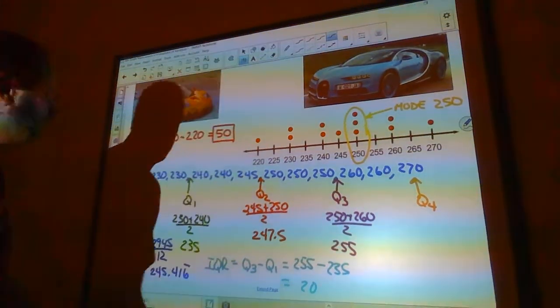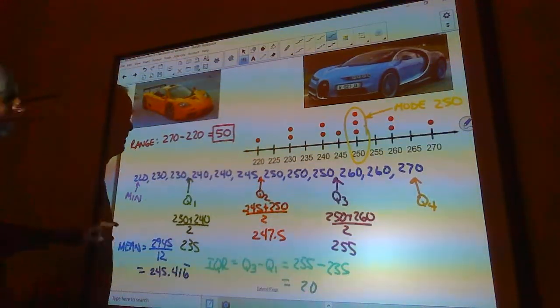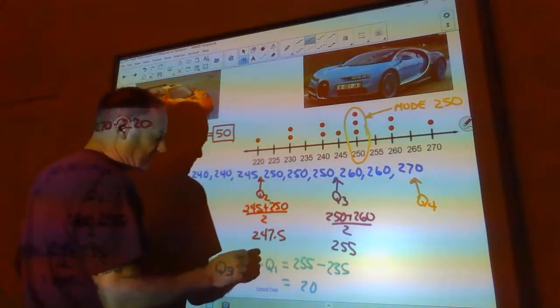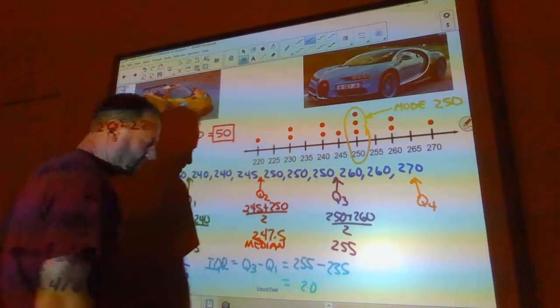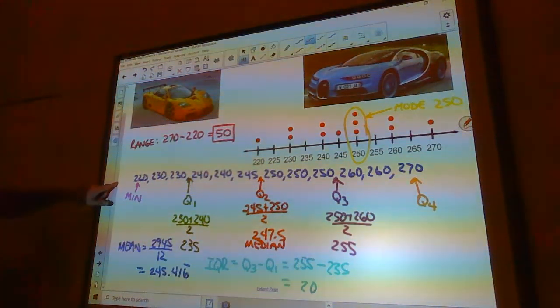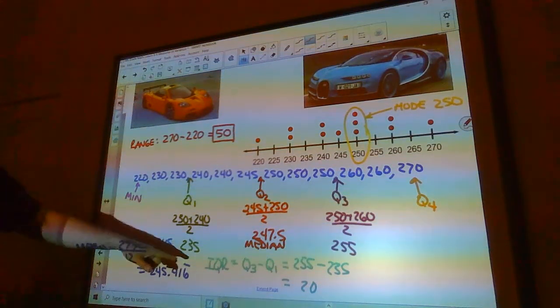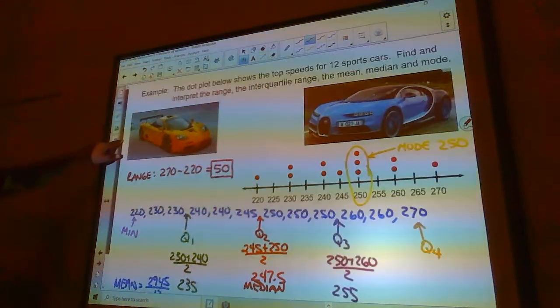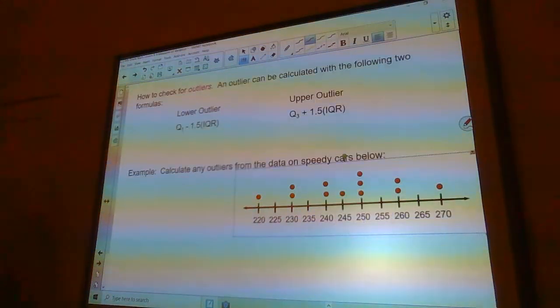So, did I do everything? I found the mean, I found the median, I found the mode. Remember, the median is Q2. So we should probably label that as the median. Okay, we found Q1 and Q3 and Q4. We found the minimum. We calculated the IQR. So we've done everything that we were expected to here. Oh, we found the range as well. Okay. Pretty cool cars too, I might add.